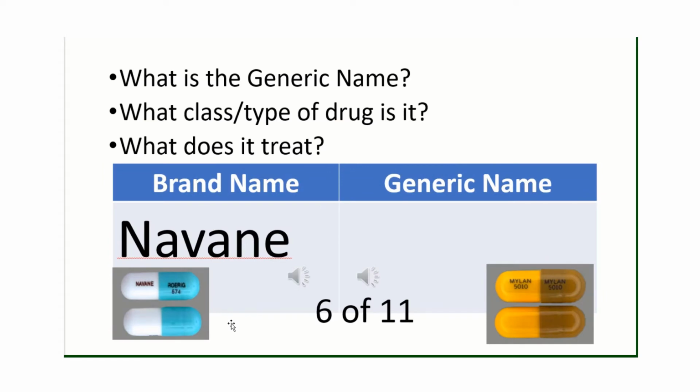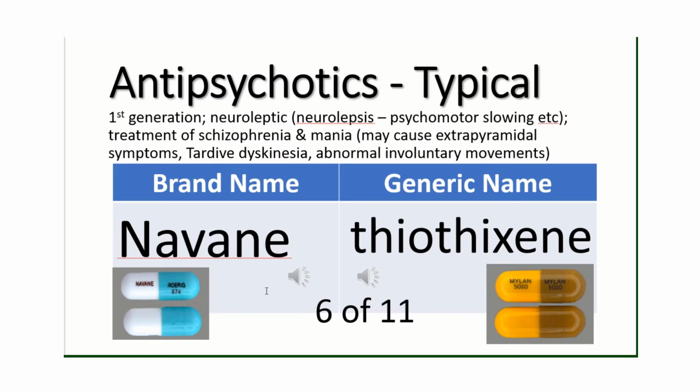What is the generic name for Navane? What class of drug is Navane? What does Navane treat? The generic name for Navane is thiothiazine. Navane and thiothiazine are typical antipsychotics. They treat schizophrenia and mania.